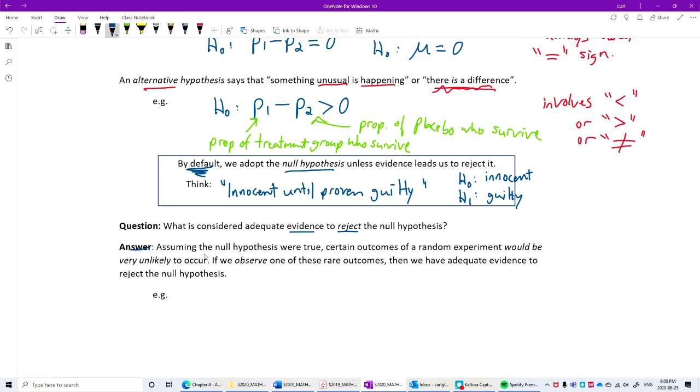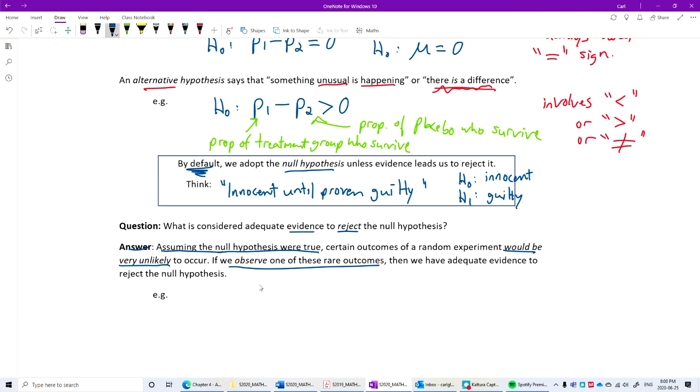So here's the answer. What we do is we assume the null hypothesis is true. Assuming the null hypothesis were true, that would imply that certain outcomes of our experiment would be very unlikely to occur. So given that the null hypothesis is true, some outcomes would be very unlikely to occur. If we then actually observe one of those rare outcomes, then that means we have a good reason to reject the null hypothesis. Then we have adequate evidence when we observe what should be a rare event.